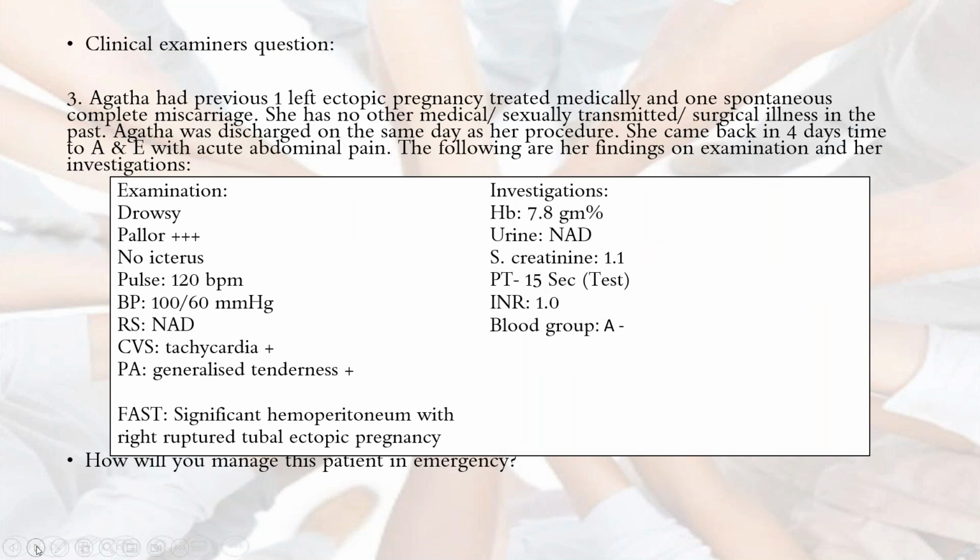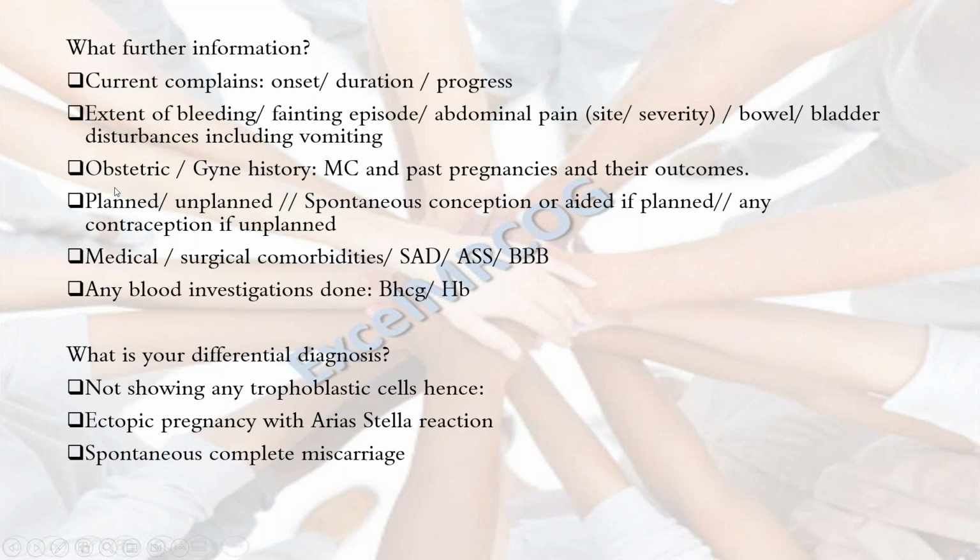Then the next question, what further information? When that is asked in this case, you have to start by elaborating on the current complaints, how the current complaint started. It can be ectopic, so ask about any fainting episode, any shoulder tip pain, what amount of bleeding, any bowel or bladder disturbances, all those things that we usually ask for ectopic pregnancies. Since it's given that it's the third pregnancy, ask what has happened in the previous pregnancies, so obstetric history is important.